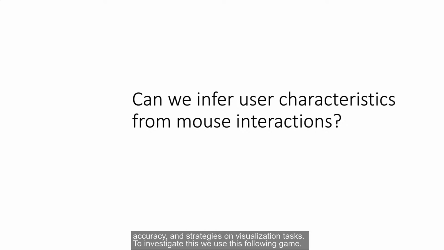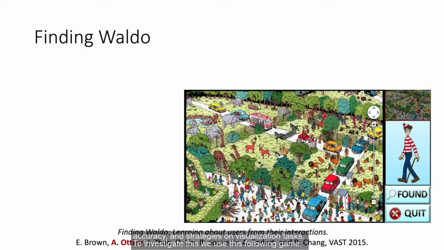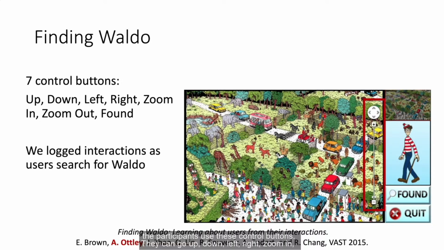To investigate this, we use this following game. So this is a popular children's game and it's called Finding Waldo. The objective is to find Waldo. He is typically dressed in a red and white striped shirt and a blue pant. To search for Waldo, the participants use these control buttons. They can go up, down, left, right, zoom in or zoom out. They also pressed found when they thought that they found Waldo. So in total, there were 7 control buttons.